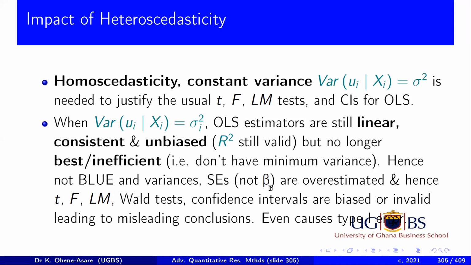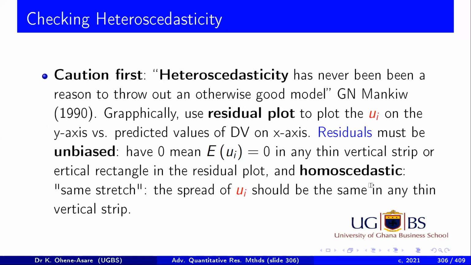The standard errors are affected, not the beta statistic. Please note the beta parameters will not be different. They will still remain as they were, but the standard errors become biased, and hence the p-values and all other tests, Wald tests, confidence intervals, all of them become biased. Invalidity is impregnated, leading to misleading conclusions in the results. It can even cause type 1 error. So it's very important to check for heteroscedasticity and correct it. Caution.